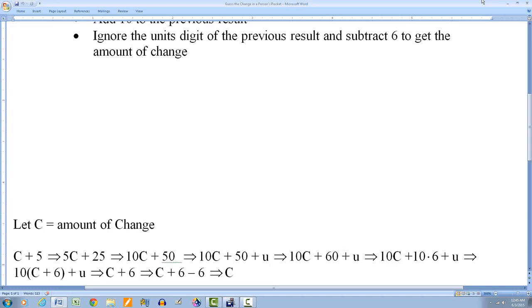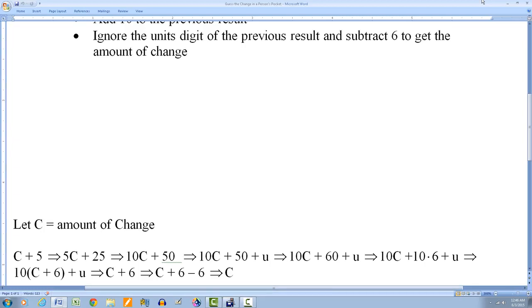And then I went ahead and wrote the 60 as 10 times 6, and then I factored that out. So in the next step, I get 10 times, in parentheses, C plus 6. And then there's my U. That's the digit, which in this particular example corresponds to the 9. And then it said to disregard the last digit, that is the units digit. So by doing that, you're actually dividing by 10. So ignore the U, divide by 10 here, and that leaves me with C plus 6.